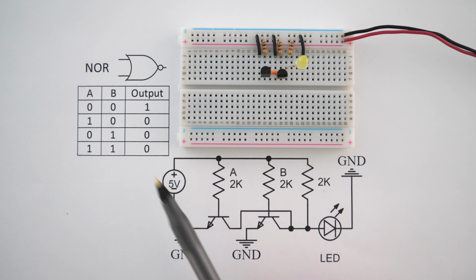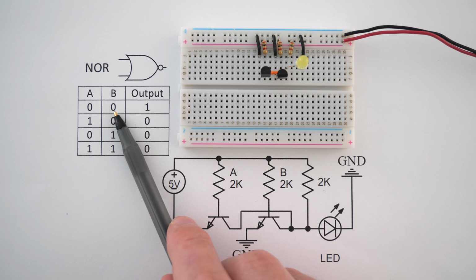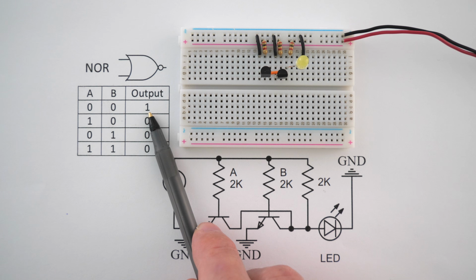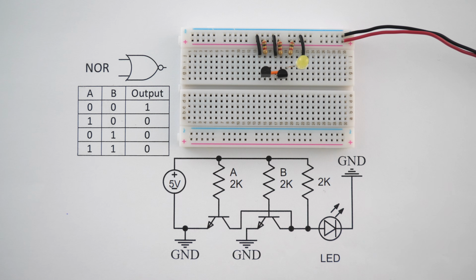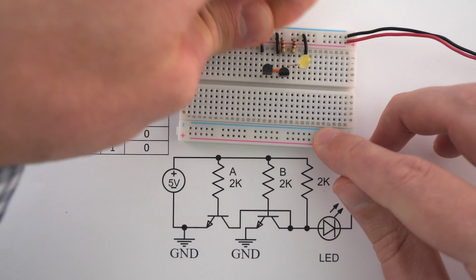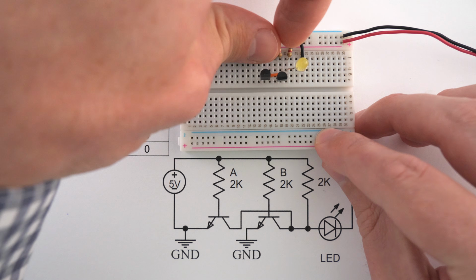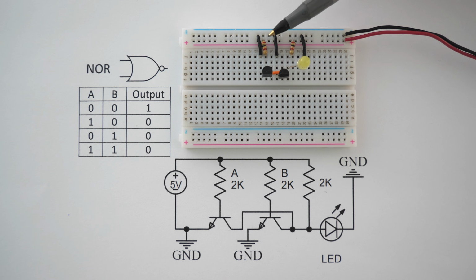This is another universal gate called a NOR gate. And with a NOR gate, if inputs A and B are both off, the output will be on, but in all other cases, the output will be off. So right now, we have inputs A and B on, so the output is off. And if we remove input A, it should stay off, and if we remove A and B, it should turn on. I reconnected input A, so the circuit is off, and let's go through real quick how this circuit works.